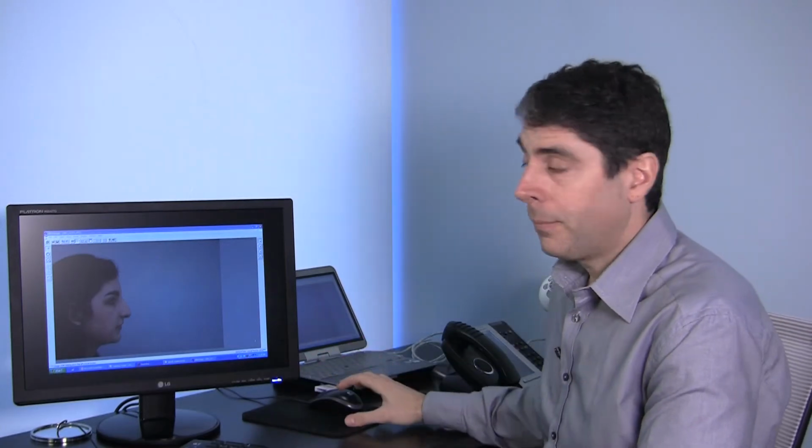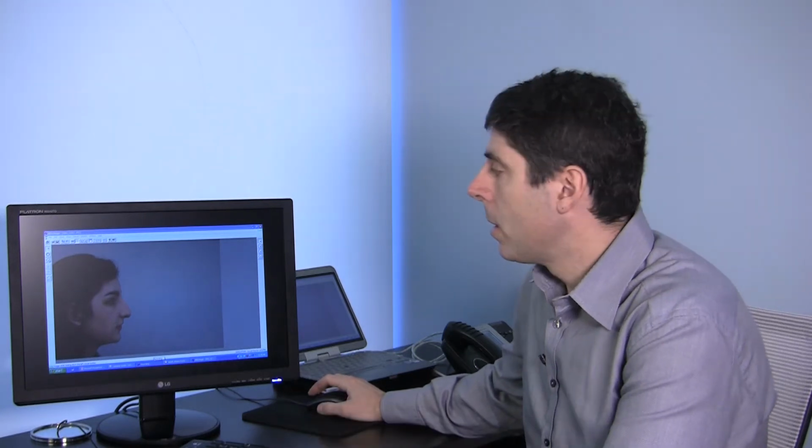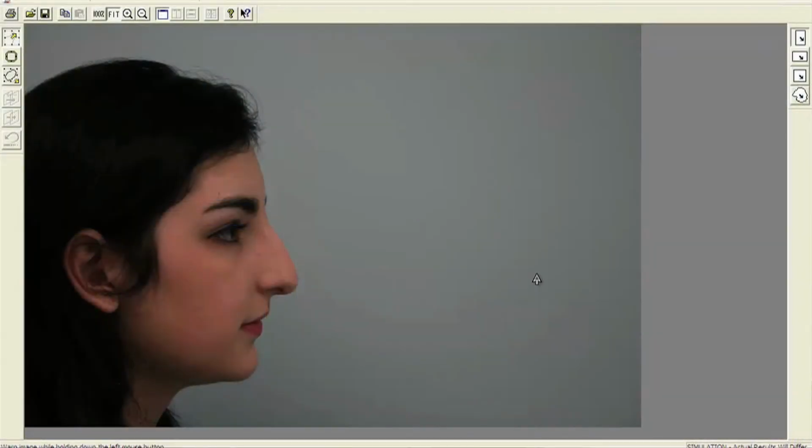So here's another example of rhinoplasty imaging and how it's actually really important to discuss the changes you're going to make before the surgery with the imaging. So here's an example of someone with a fairly high bridge. We talked about initially taking the bridge down, and so this is with reduction of the bridge to make it a little straighter.